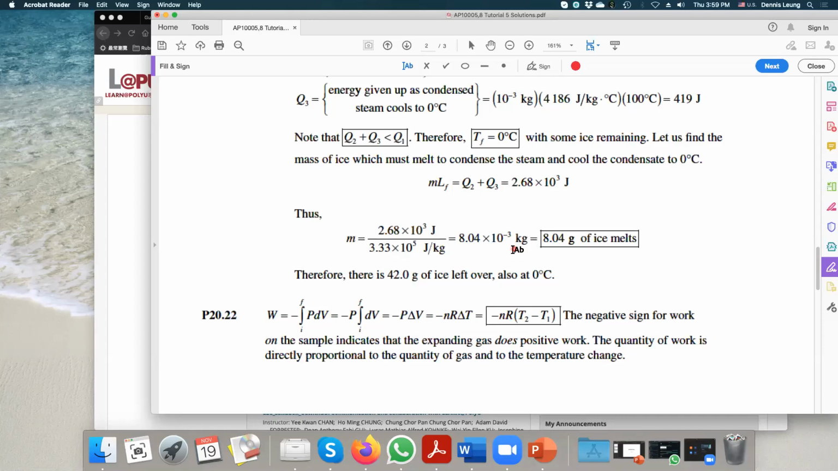So that is the idea for calculating the energy transfer. You have to compare the energies involved in different phases, and you have to compare the energies involved during the heating or cooling of the single phase system in order to decide first what is the remaining situation, and second, what is the amount of ice, the amount of a substance being converted, just like in this particular example.